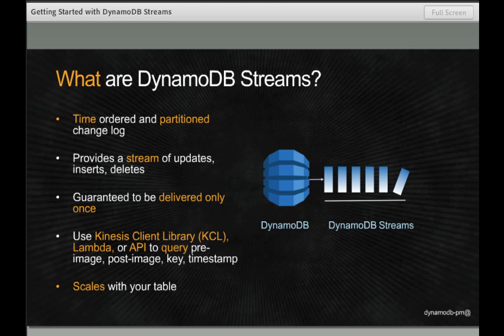implementations to support streams, and this is called the Kinesis Client Library. You can access the streams using this library. You can access these streams with AWS Lambda, which is an event-driven code framework, as well as directly through a low-level API if you want to write your own applications as well. So you can query a variety of dimensions of data off the stream, and we'll talk about what those are in detail later in the presentation.